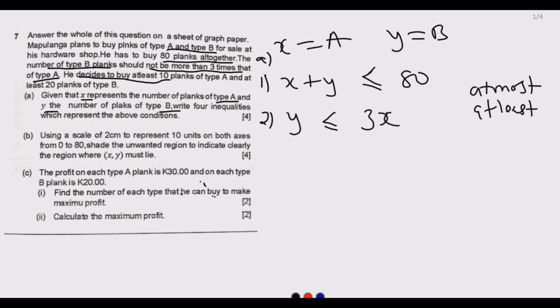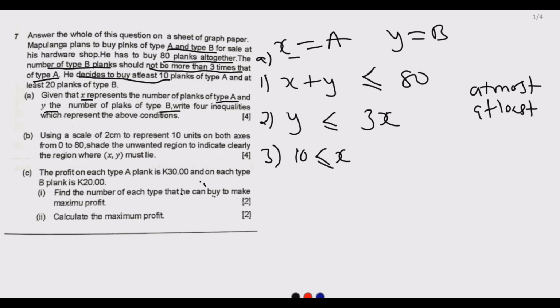So we are saying he decides to buy at least 10 planks of type A. So what is type A? It is X. So X should be at least, should start from 10. So meaning the minimum is 10. He can't buy lower than 10. So at least means 10 is the starting point, so 10 is included. If you say more than 10, 10 is not included. Less than 10, 10 is not included.